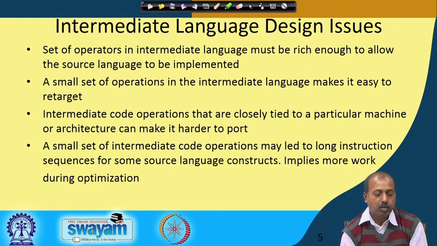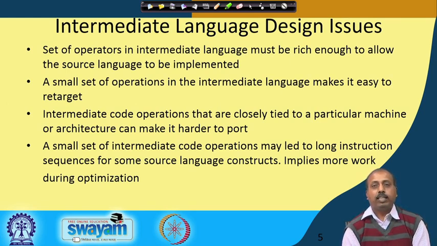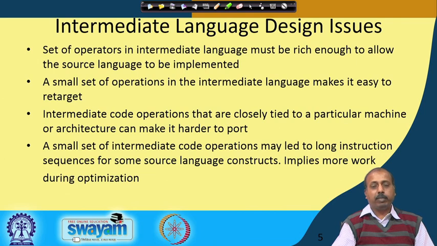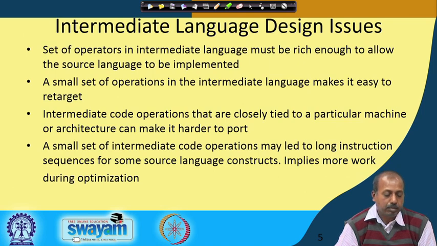And similarly, a small set of operations in the intermediate language makes it easy to retarget. So this is the other issue: just being afraid that if I do not include source language operators in my intermediate language, it may make it less useful. So we may incorporate many of these operators into the intermediate language, but then for each of them we need to have the corresponding translation into machine code for the target processor. So this retargeting becomes difficult in that situation. So a small set of operations makes it easy to retarget, and if there are a large number of operations, that will also make it difficult.